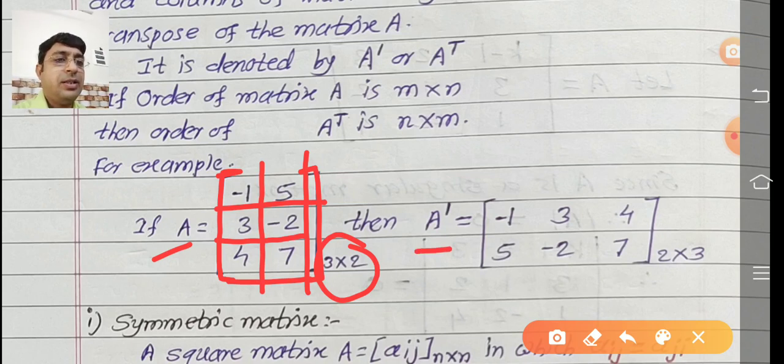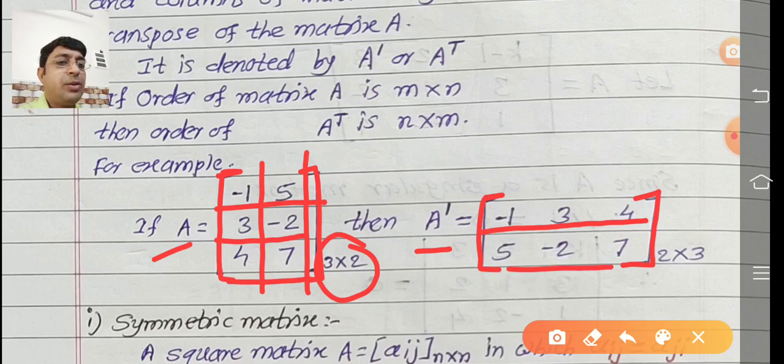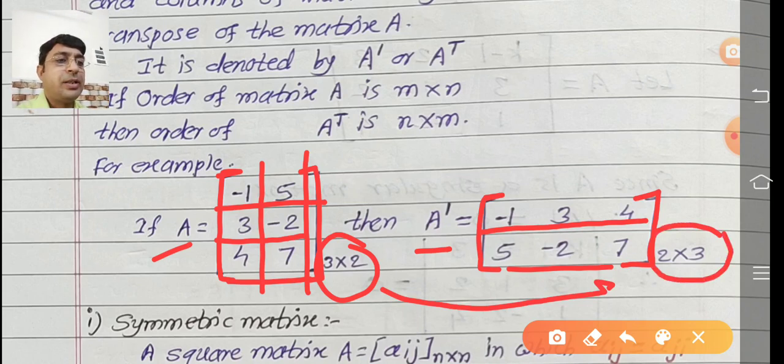So A dash is equal to, we are interchanging the rows and columns. The first column is -1, 3 and 4, that we write as the first row, and the second column, that is 5, -2, 7, that we write as the second row. So the order is changed here. So interchanging rows and columns, the order of the transpose matrix is 2 by 3.